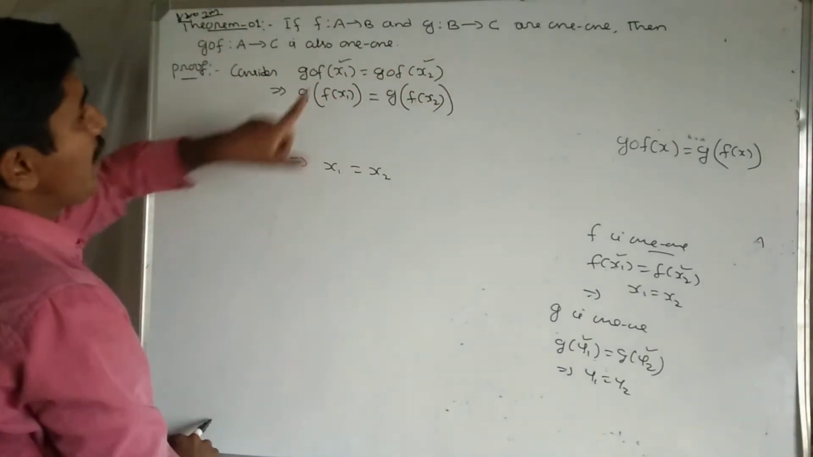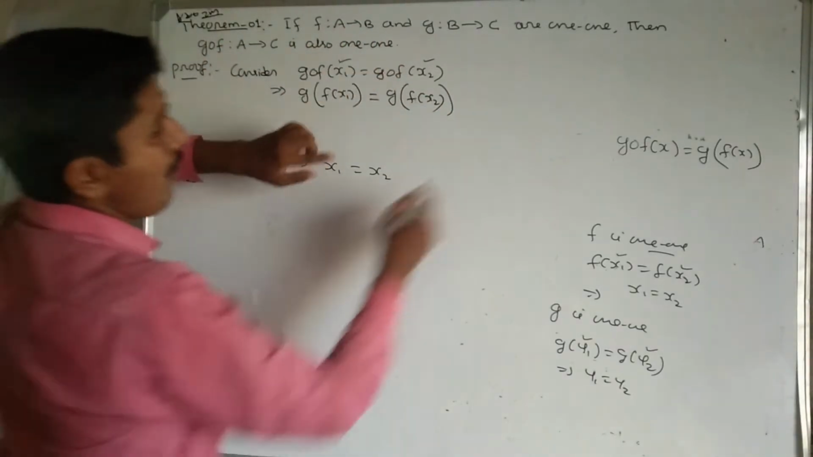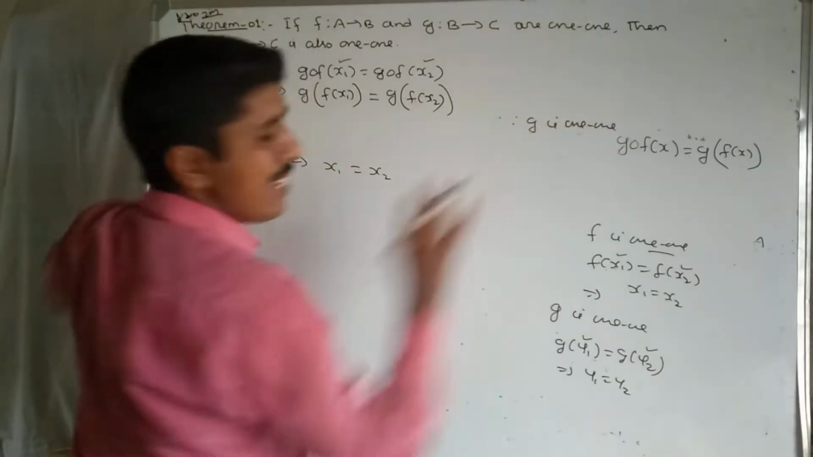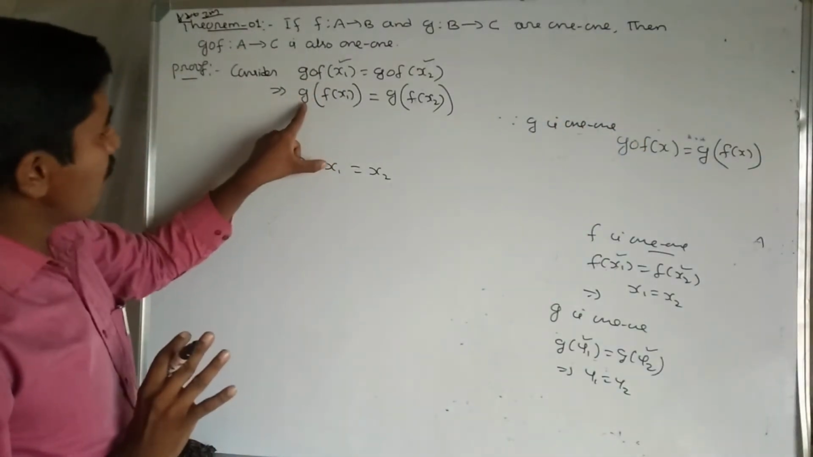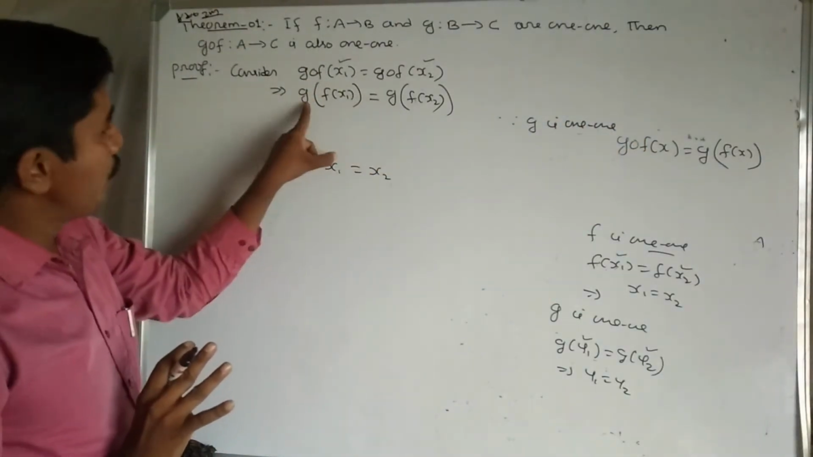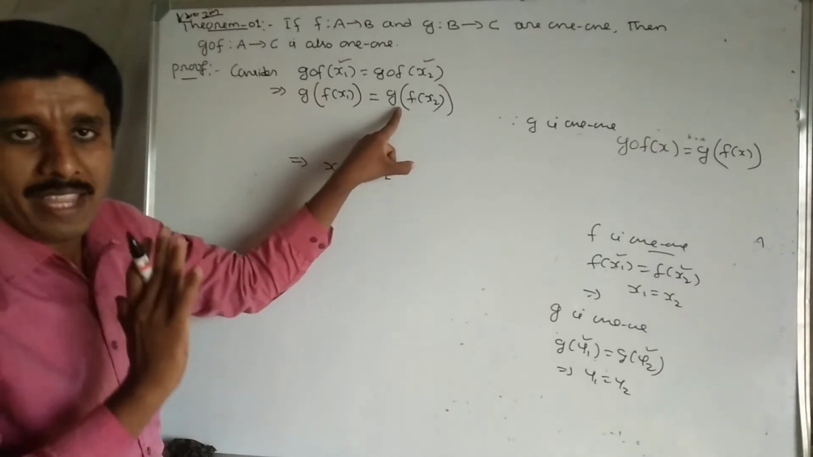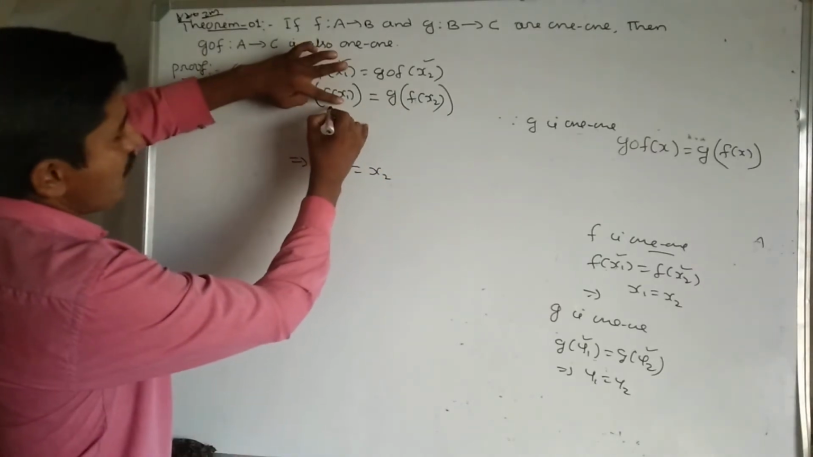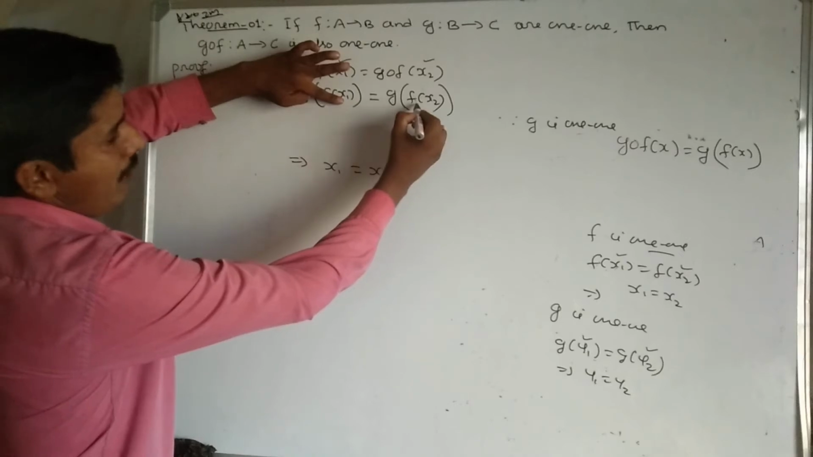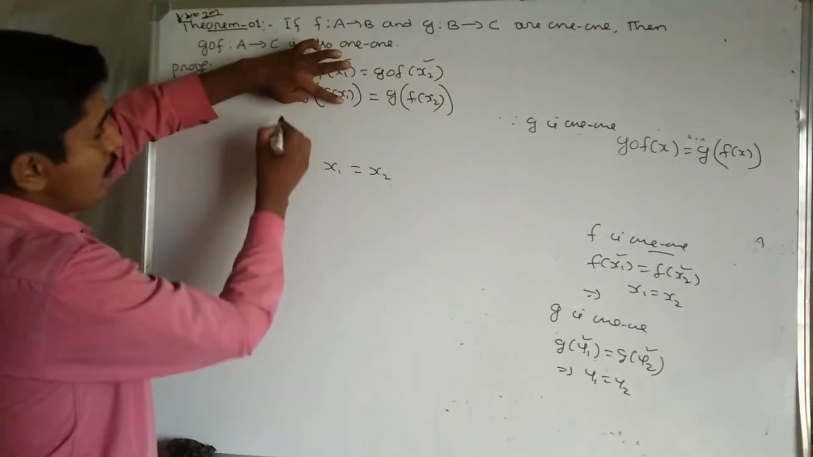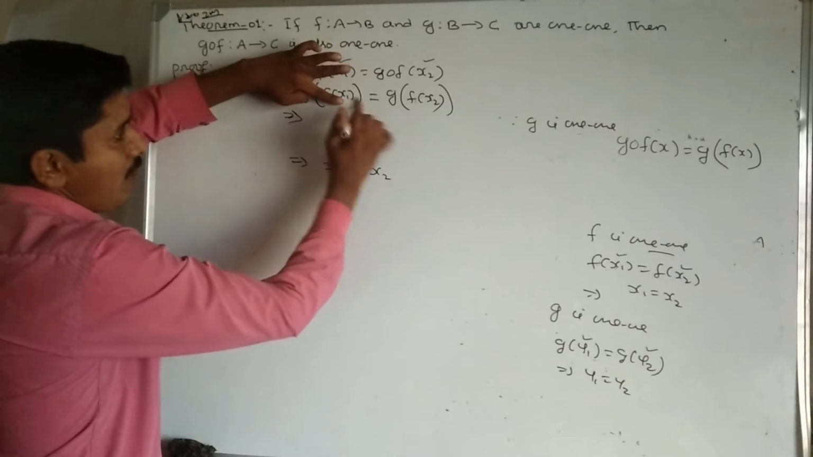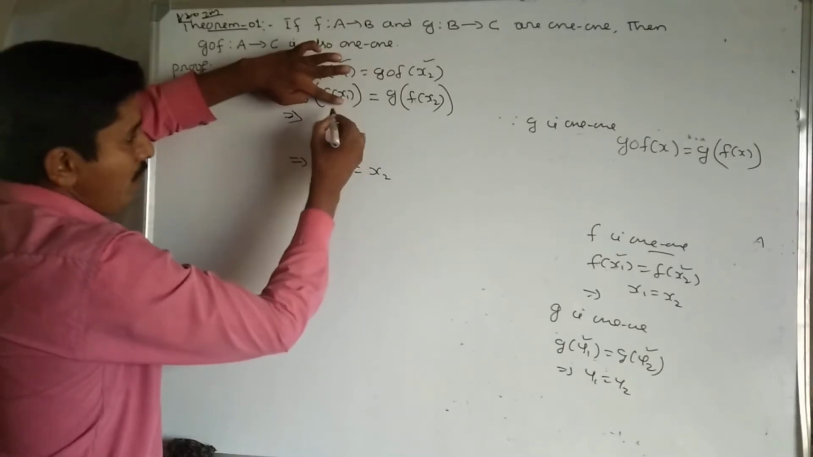Given that g is one-one and f is one-one. Since g is one-one, the two g range values are equal, with g domain elements f(x1) on the left side and f(x2) on the right side. Next step, since g is one-one, the domain elements are equal: f(x1) equals f(x2).